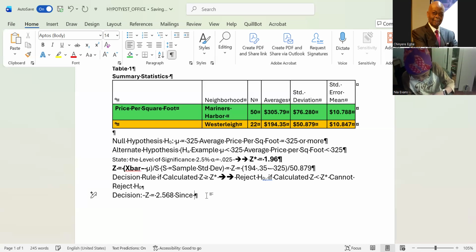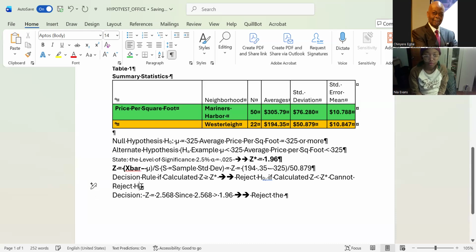And so since 2.568 is greater than 1.96, that means we reject the null hypothesis.